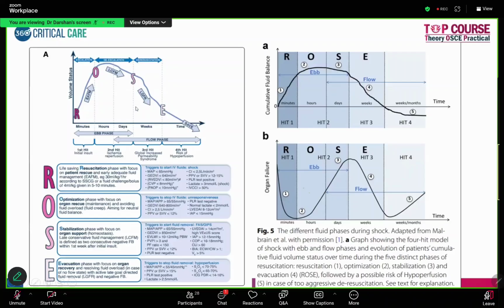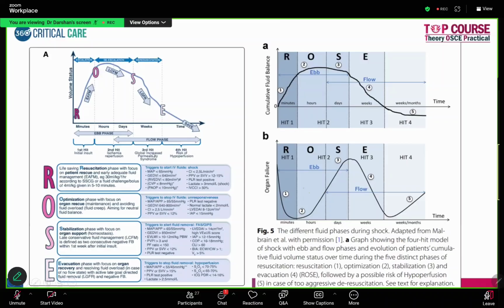So in the evacuation phase, what we usually do is late goal directed fluid removal. That is what is written as LGFR here. Usually it starts between days to weeks, so roughly after 4 to 5 days itself you can start de-resuscitating the patient. So this is about ROSE.